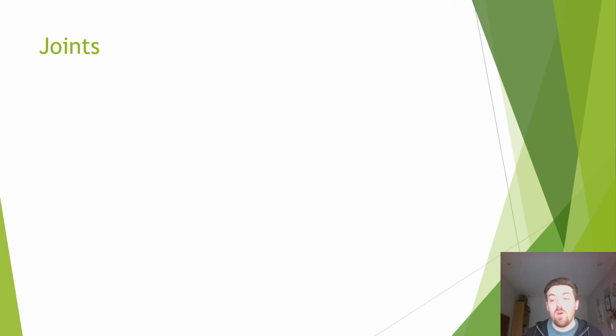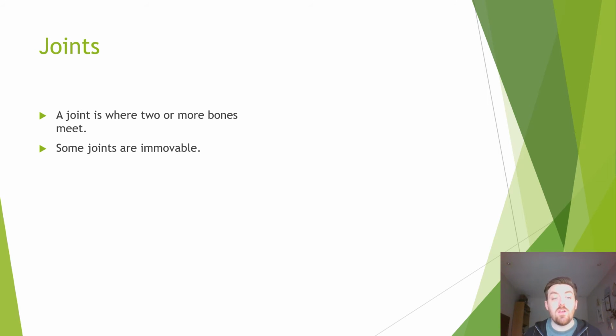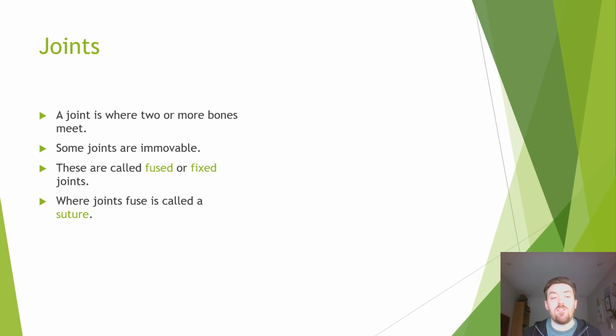Okay, ordinary level guys, chiming back in now. All right, so we're going to have a look at joints. I'm not going to labor over this too much, guys, because joints is something you would have covered fairly well in junior level. All right, so a joint is where two or more bones meet. Some joints are immovable. That means they don't move. These joints are also referred to as fixed or fused joints. And where joints fuse, you have what's called a suture.